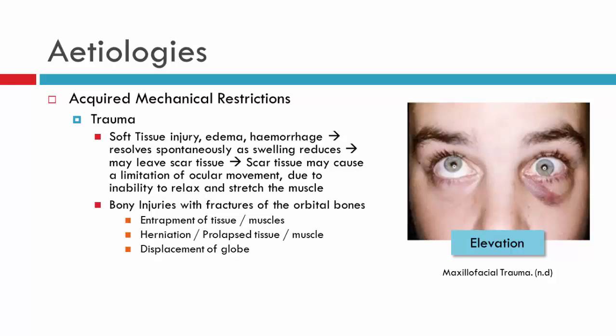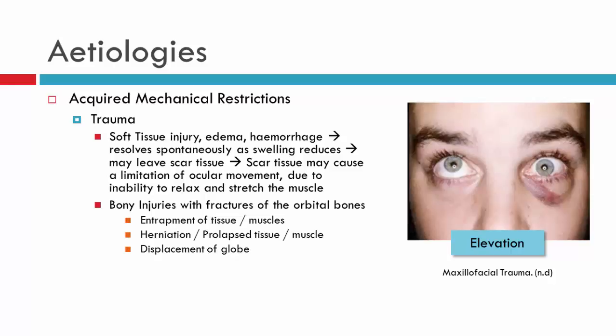With soft tissue injuries, you'll get swelling and edema and hemorrhaging, and then with resolution, sometimes there is scar tissue that remains. This scar tissue can cause an inability of the muscle to relax or stretch, and therefore what you will end up seeing is a mechanically restricted eye.